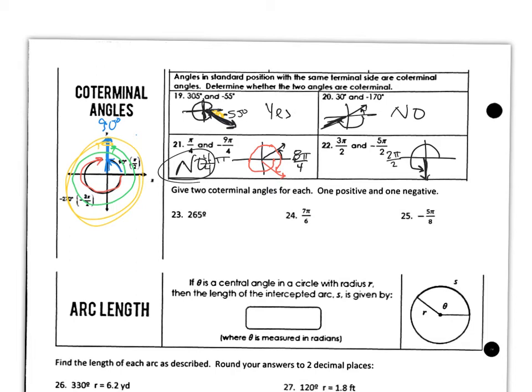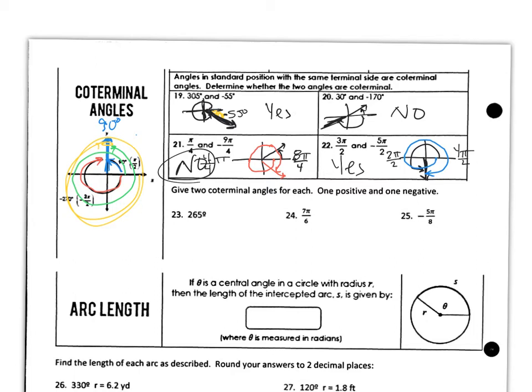Negative 5 pi over 2. Well, if we double this, it would be 4 pi over 2. So if we think about going negative, we're going to go down. So there's 2 pi, here's 4 pi. We just need one more, and it is right there. So negative 5 pi over 2 and positive 3 pi over 2, yes, these are coterminal.